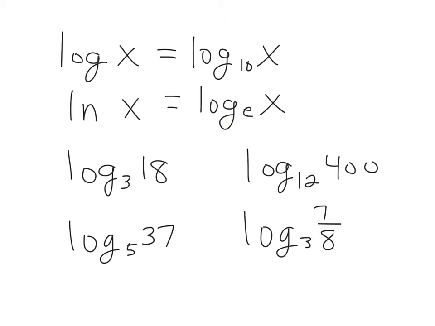But what happens when you get log base 3 of 18? Or log base 12 of 400, or log base 5 of 37, or log base 3 of 7/8? Do you know what power 3 is taken to get 18? I'm not sure. How about 12 to what power gives you 400, or 5 to what power gives you 37? Obviously, these are decimals, and most calculators can't handle these. So stay tuned to figure out how to handle these logs.